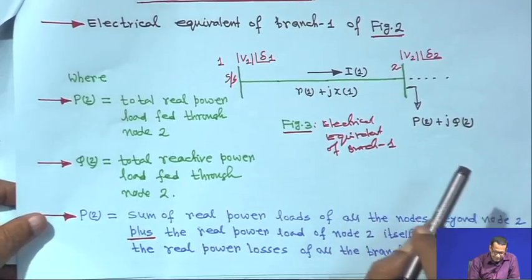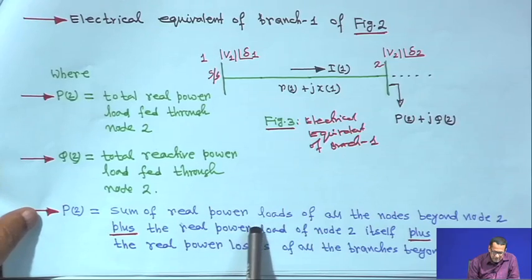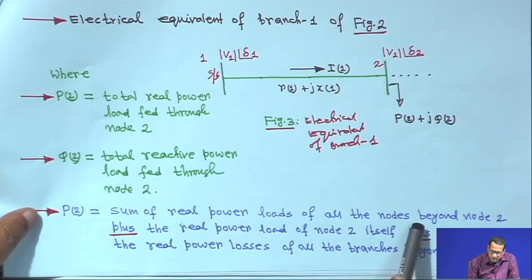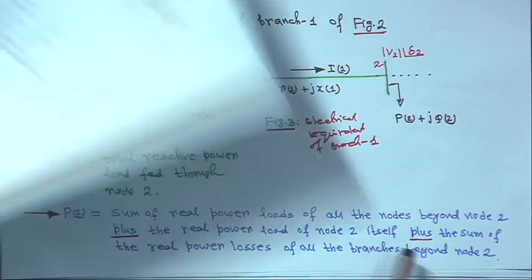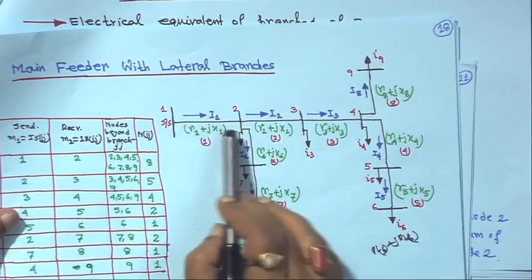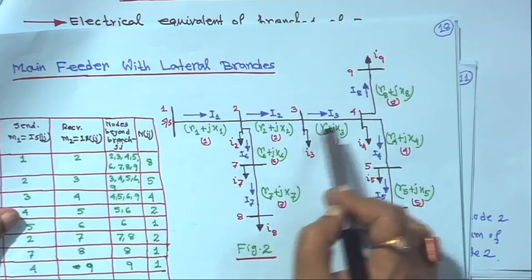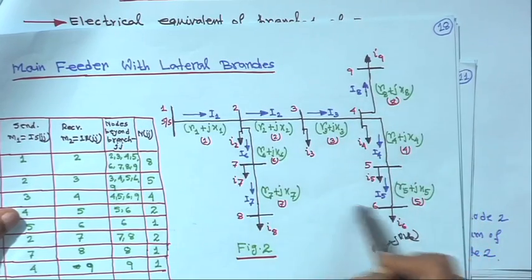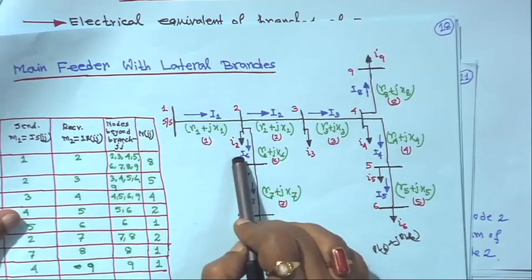This is Q2. Now, what is P2? Just as I told you, P2 is equal to the sum of the real power loads of all the nodes beyond node 2 plus the real power load of node 2 itself. I mean, beyond this branch you sum up all the loads beyond node 2, that means this node, this node, this node, this node, this node, this node and this node, plus the load of node 2 itself, that is your PL2.